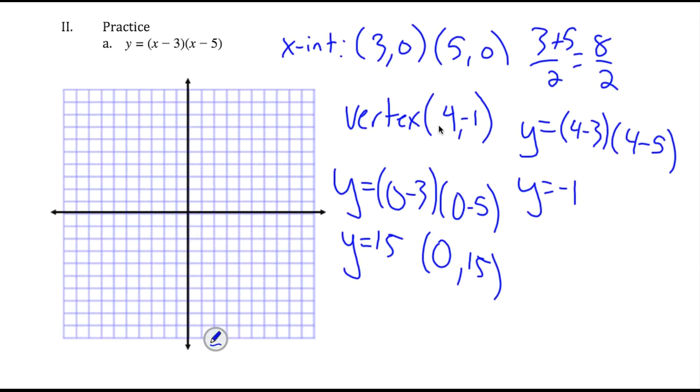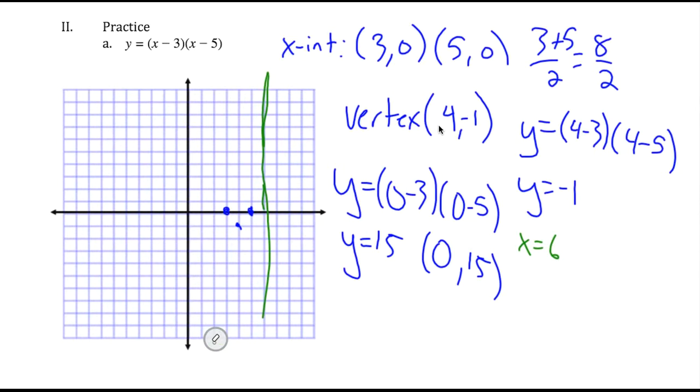I'm going to graph my vertex first of 4, -1. I'm going to graph my x-intercepts of 3 and 5. That y equals 15 does not really fit on my graph particularly well, so I'm actually going to figure out another x value. And again, I want to stay pretty close to the vertex. I've already got 3 and 5 figured out, so I think I'm going to plug in the number 6 and see what happens there. I'm going to set x equal to 6 because that seems like it's going to give me something kind of along that line.